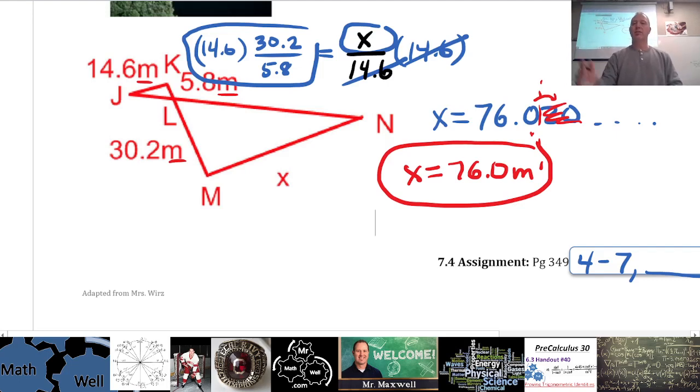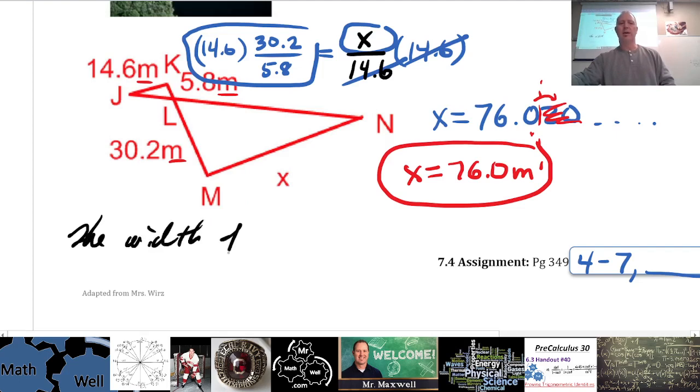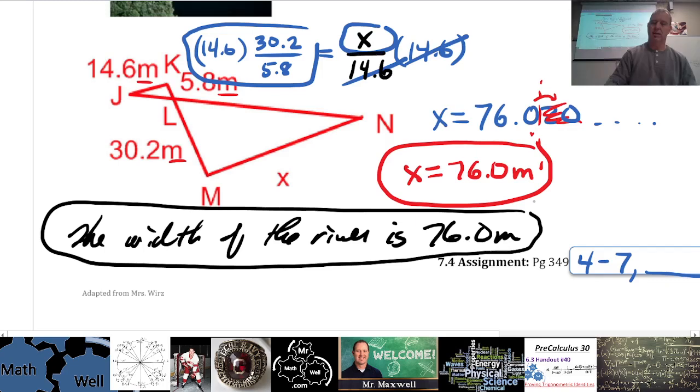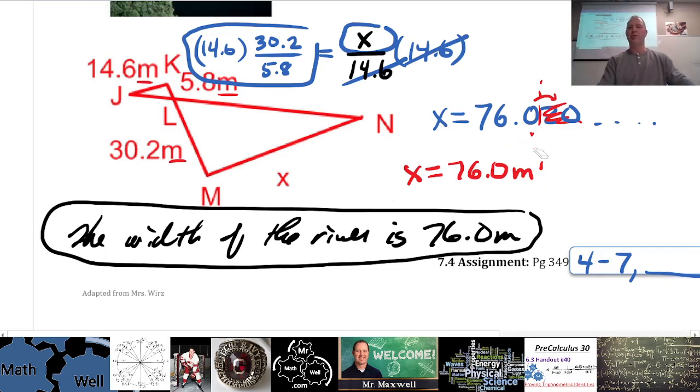It's a good idea to write a concluding sentence so that you make sure you're very clear. So let's practice that. You would just say, the width of the river, like I just said, is 76.0 meters. A word problem deserves a word sentence for a final answer, okay? And maybe when you're in grade 11, 12, I'll let you bypass that, but we'll see. Okay, so for now, word problems, good habit to work on.